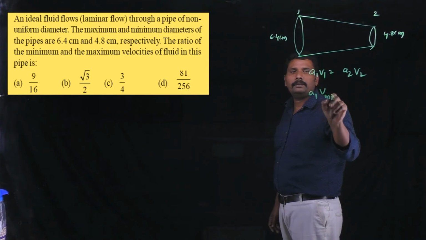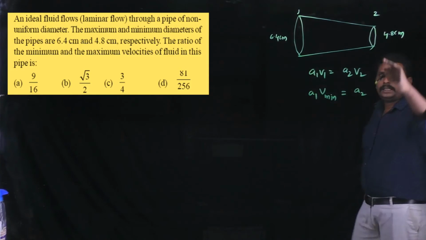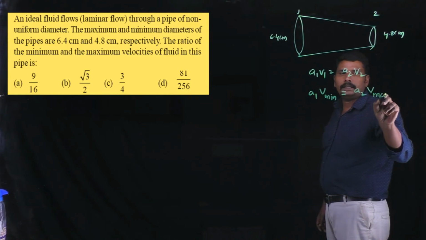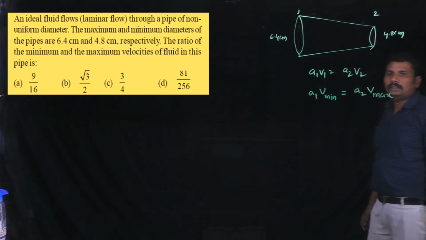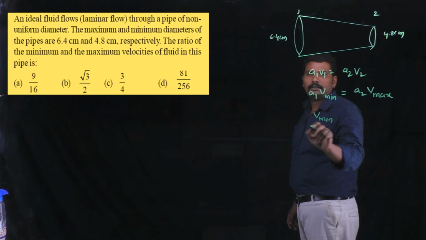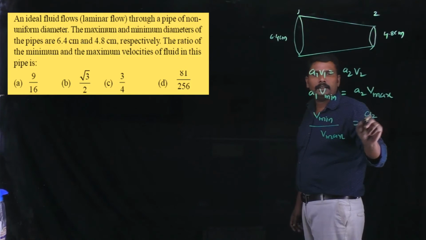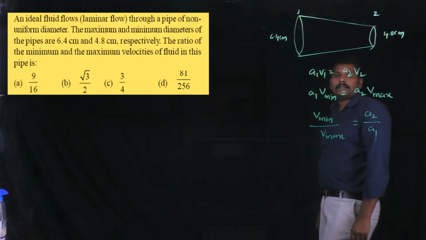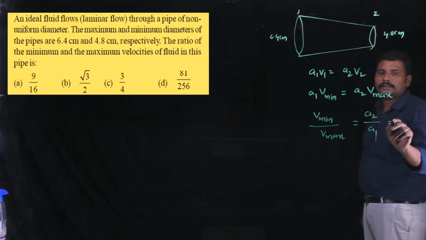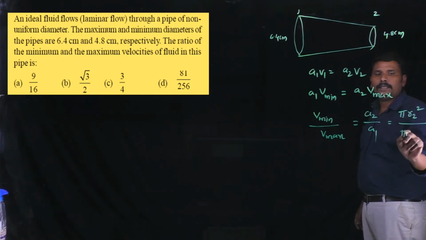Here the velocity is minimum, which is equal to A2. The pipe at which the area of cross section is less, the velocity is more. At here the velocity is more. Now the ratio of minimum and maximum velocities means V minimum by V maximum is equal to A2 by A1. Okay, the area of cross section of the tube is pi R2 square by pi R1 square.